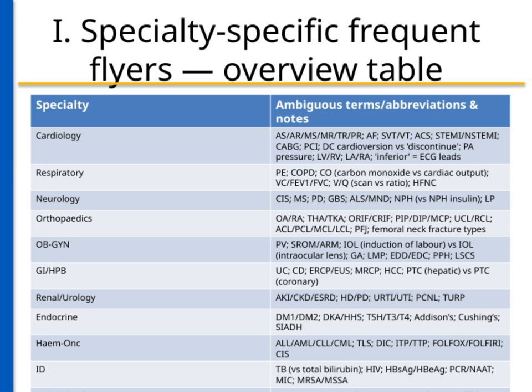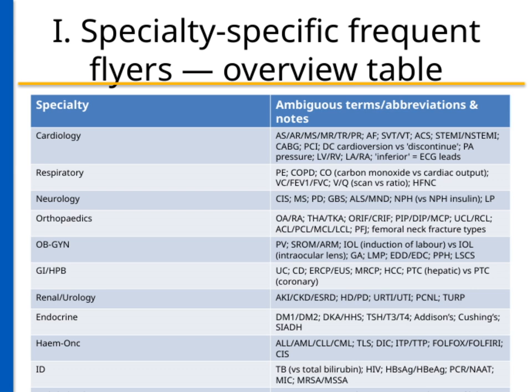Sometimes you'll see DC cardioversion versus discontinue, which relates to rhythm management. Also, PA pressure refers to pulmonary artery pressure, and LV and RV are left and right ventricles. LA and RA are left and right atria. When we mention inferior in ECGs, it usually refers to leads II, III, and aVF.